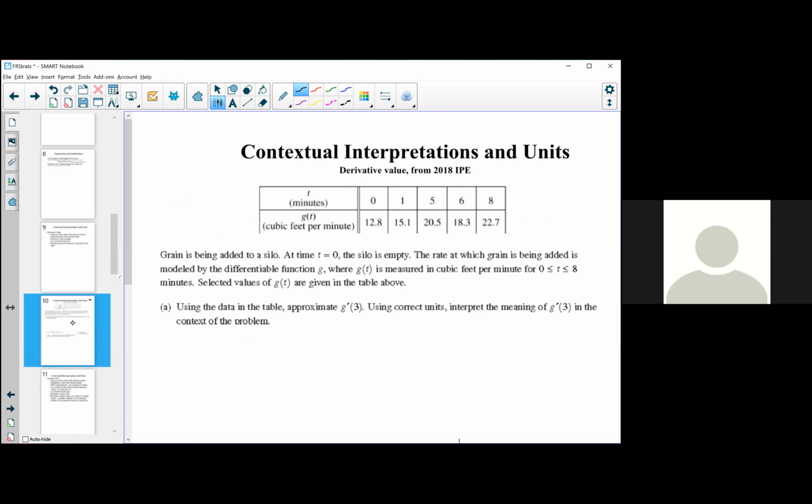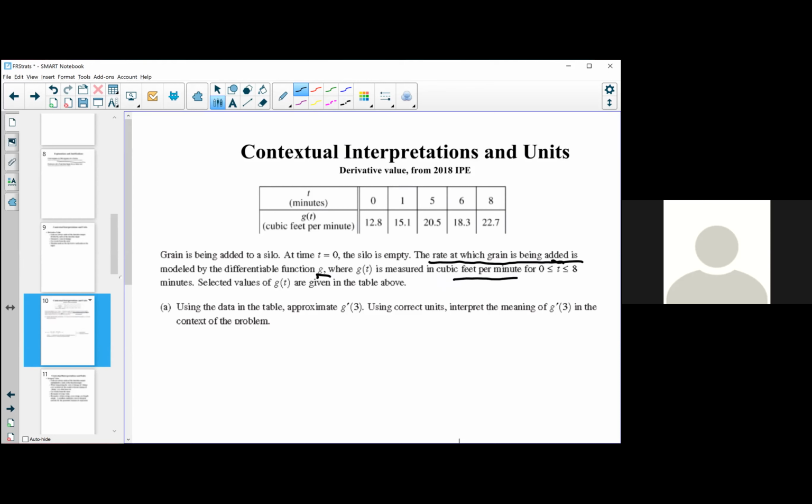Here we go. Here's an example of a contextual interpretation that came from the 2018 international exam. We have this table of values for g of t. What's the meaning of g of t? Well, they've got to tell you someplace. g of t is the rate at which grain is being added. And when you see the words "modeled by the differentiable function g," you could just interpret that to mean the rate at which grain is being added is g, and g happens to be differentiable. And what are the units on g? g's units are cubic feet per minute. This is what I meant about looking to the stem of the problem for the meaning of the function, okay?